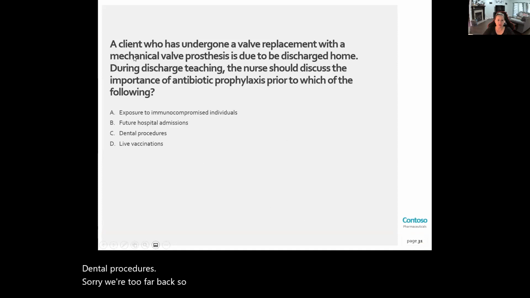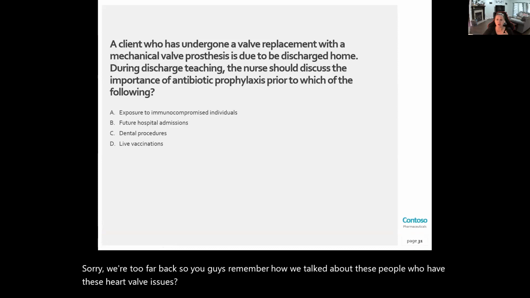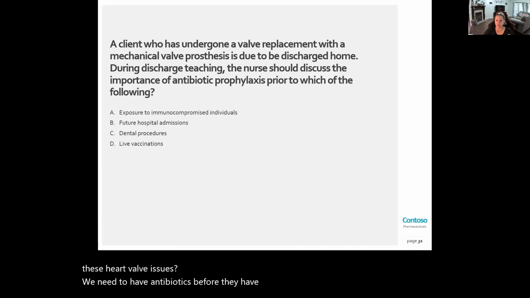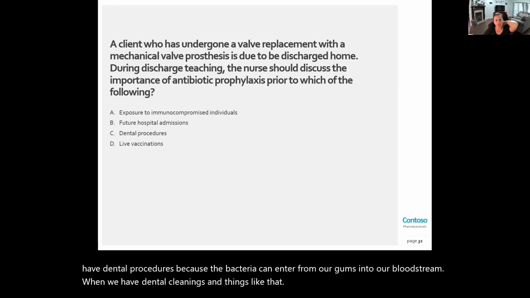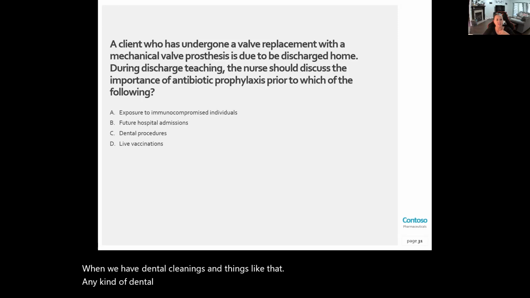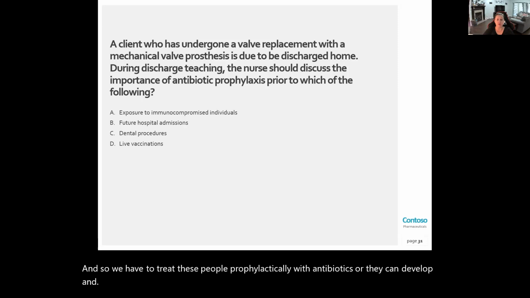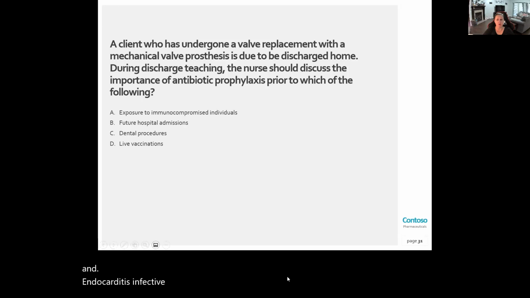So you guys remember how we talked about these people who have these heart valve issues need to have antibiotics before they have any kind of invasive procedure and before they have dental procedures, because the bacteria can enter from our gums into our bloodstream when we have dental cleanings and things like that, any kind of dental work. And so we have to treat these people prophylactically with antibiotics, or they can develop endocarditis, infected endocarditis, which we're going to talk about very soon in this slideshow.